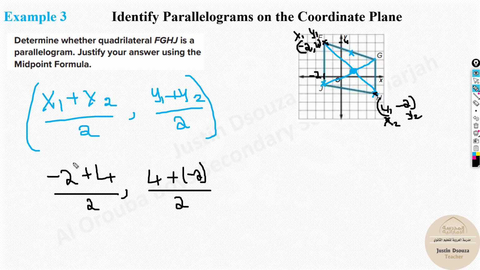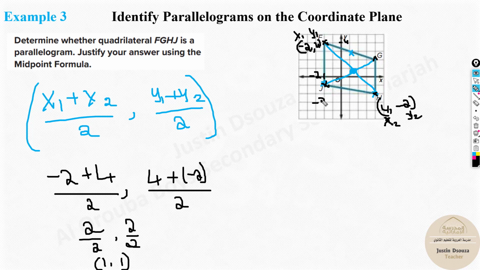Now what do you do? Here, -2 plus 4 is 2 divided by 2, comma, 4 minus 2 is again 2 divided by 2. The answer is 1, comma, 1. These are the coordinates. So the midpoint of this diagonal, the diagonal from F to H, is at 1, comma, 1. Now we will find the midpoint of these 2 points, J and G.